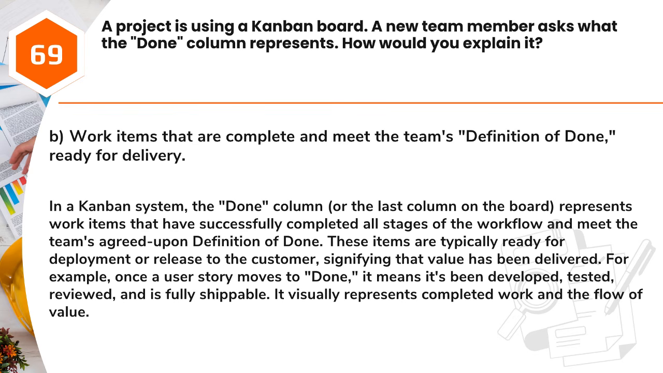Answer: B. Work items that are complete and meet the team's definition of done, ready for delivery. In a Kanban system, the "done" column, or the last column on the board, represents work items that have successfully completed all stages of the workflow and meet the team's agreed-upon definition of done. These items are typically ready for deployment or release to the customer, signifying that value has been delivered.